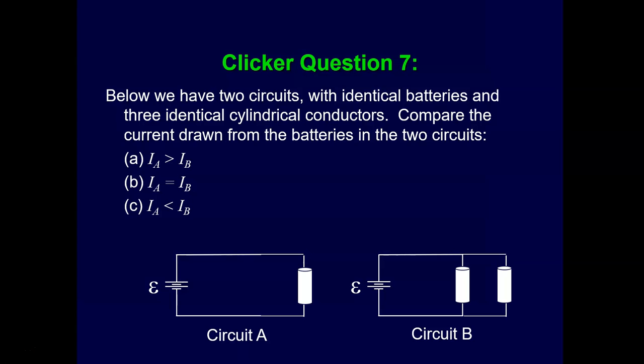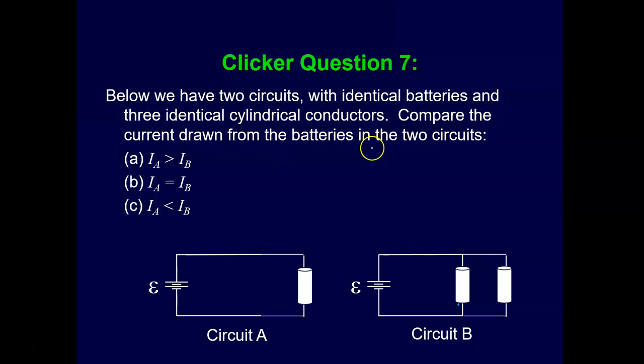Now if we look at this in parallel, and again, what does parallel mean? Well, strictly it means that I can go from the top of the first to the top of the second, and then the bottom of the first to the bottom of the second without hitting anything else except just wires. And so these are totally in parallel. Here we have a similar clicker question. We have two circuits with identical batteries and three identical cylindrical conductors.